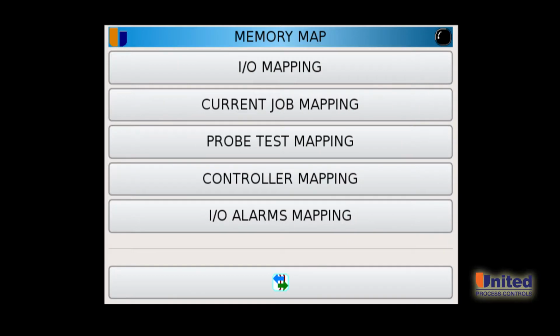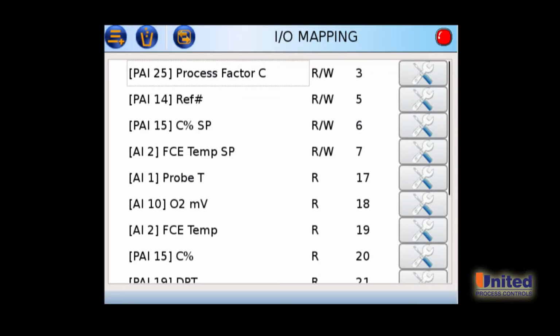Or memory mapping, which is how we assign registers to particular parameters in the instrument for SCADA systems. Typically these are mapped as a batch furnace, but they can be configured for PLCs, other types of SCADA packages as well, so it's very flexible.